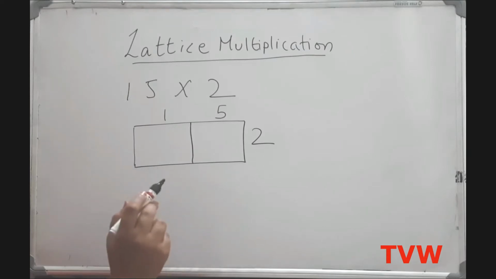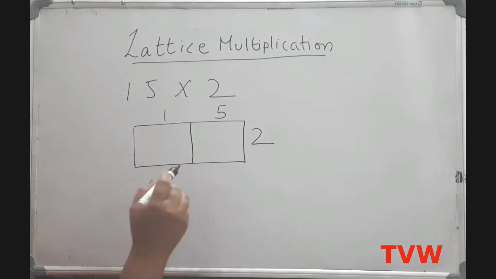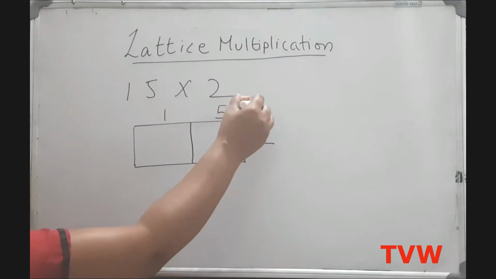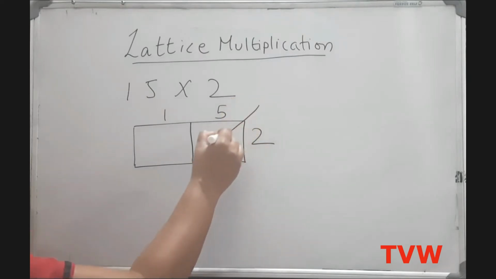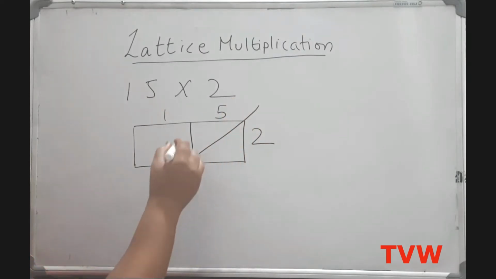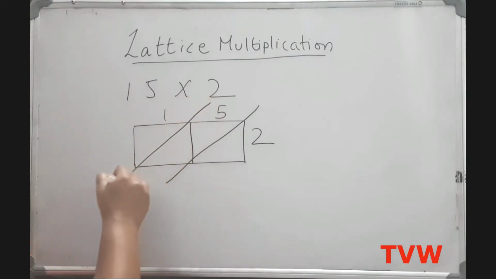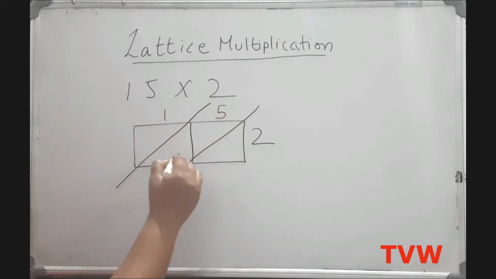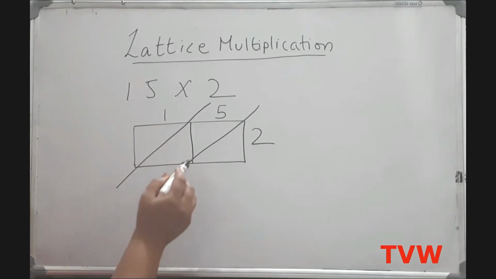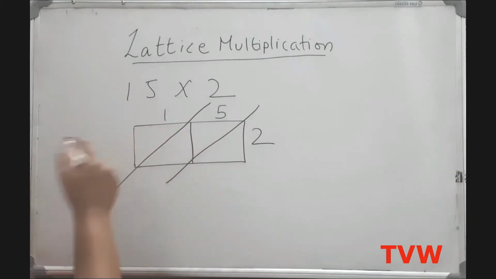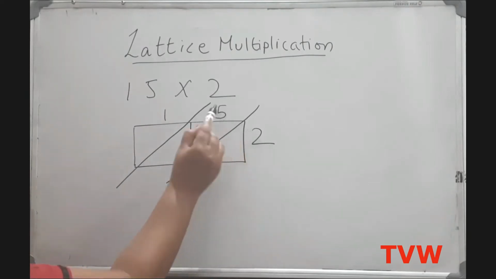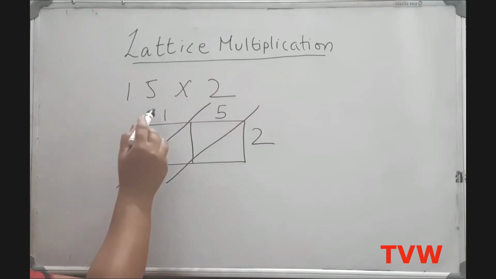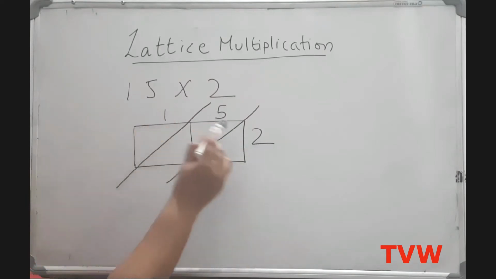Remember, we need a pattern, right? So the pattern is that we're going to make diagonals like this. So each box is divided into two triangles. So here we are trying to make patterns of triangles. Now I'm going to multiply the numbers. Multiply 5 with 2 and 1 into 2.